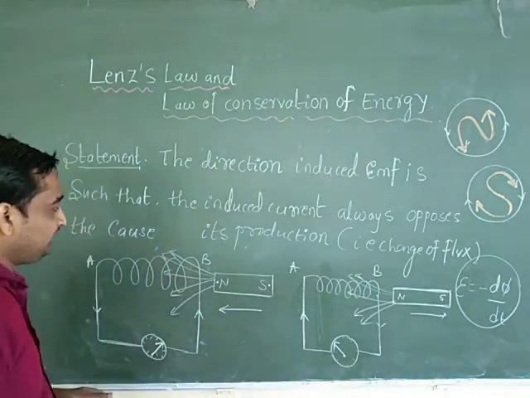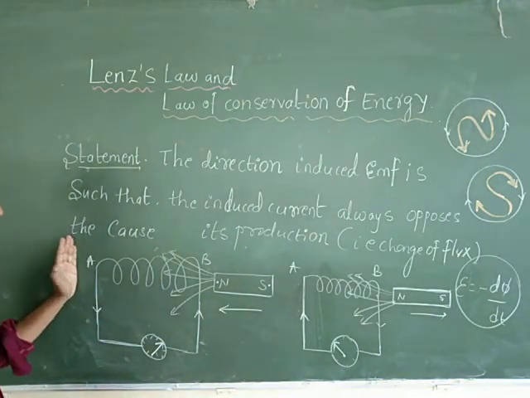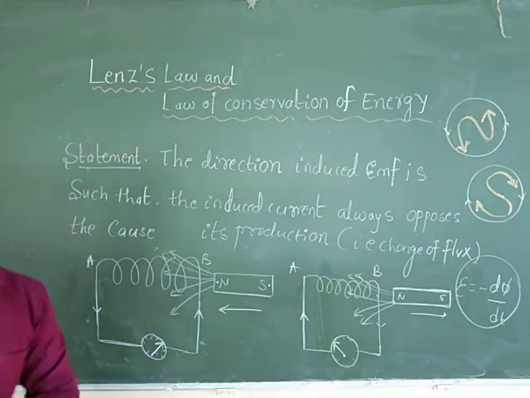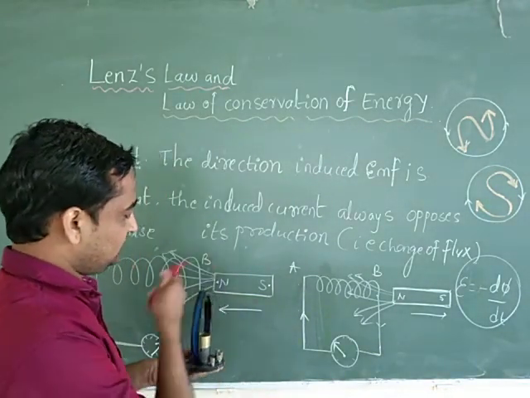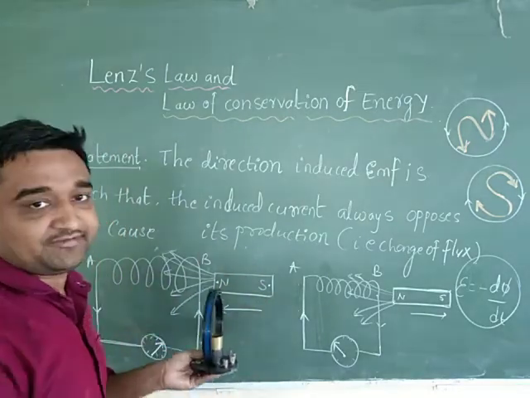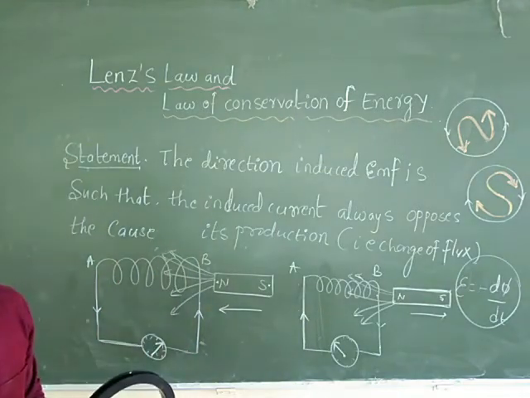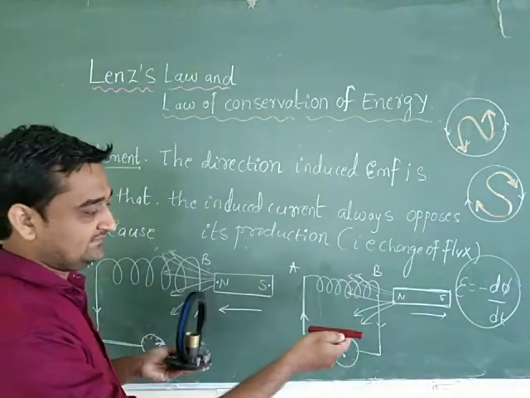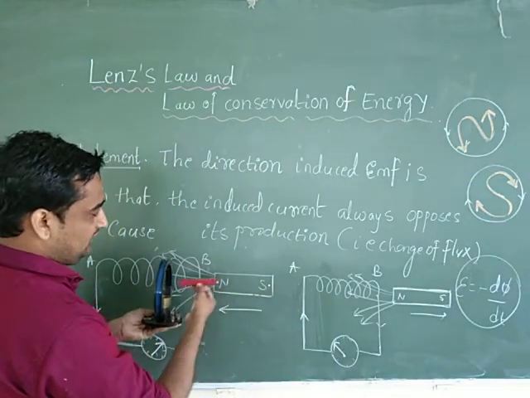So see here, there is a coil AB. This is face A of the coil and this is face B of the coil. So you can observe here. Let us consider this one face of the coil and this another face of the coil, right? Face A and face B. I have a bar magnet here, right? The N pole of the bar magnet is moved towards the coil.